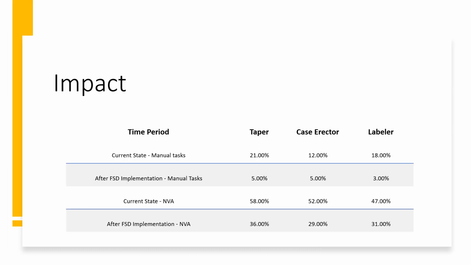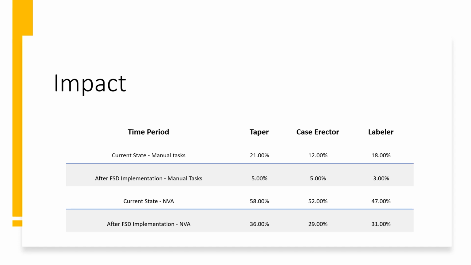For the impact of our project, we are hoping to see an immense reduction of non-value-added tasks from our current state analysis to after our future state design implementation. For example, for the taper, after implementing these 1-point lessons and the training guides and videos, we are hoping to see the manual tasks in this area reduced from 21% to 5%, and overall hope that the non-value-added tasks should be closer to 36%. Same for the case erector.